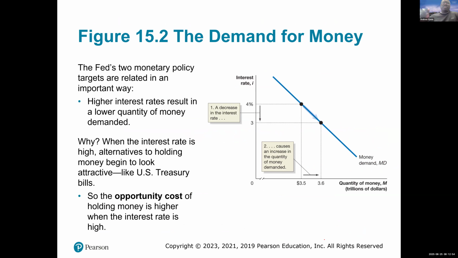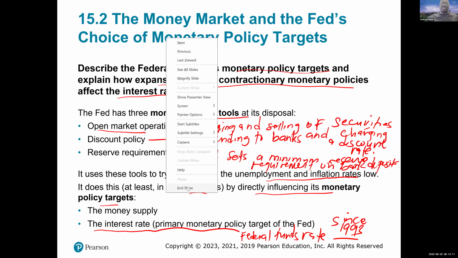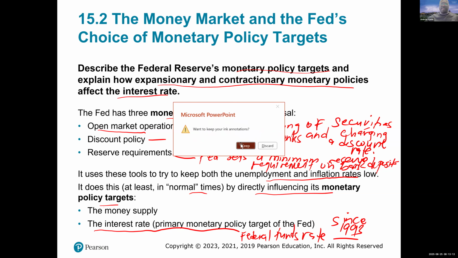So the Fed's two monetary policy targets are related in an important way. High interest rates result in a lower quantity of money demanded in the economy. You know that if interest rates are very high, Americans are not... I want to make this very clear because sometimes it gets confusing, especially when you're taking this for the first time.